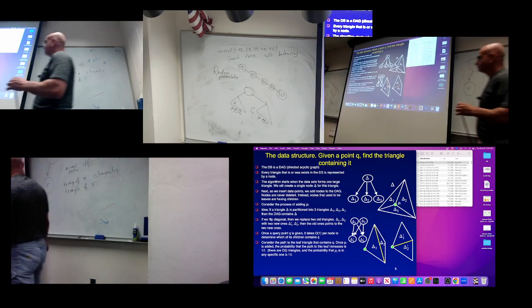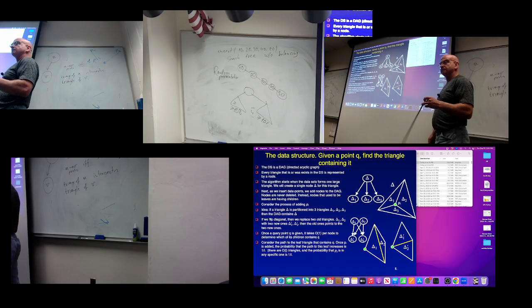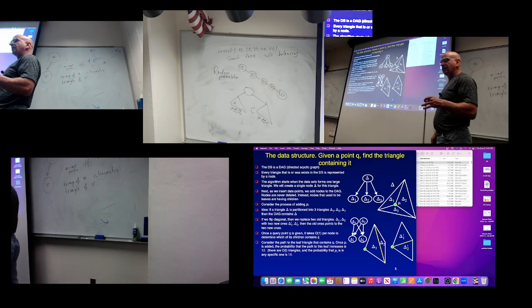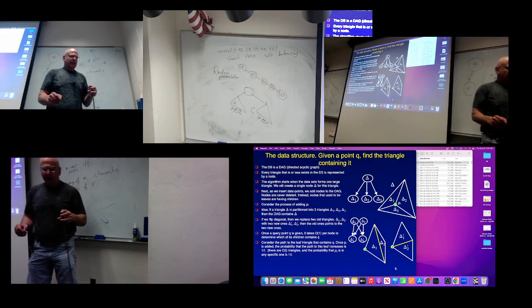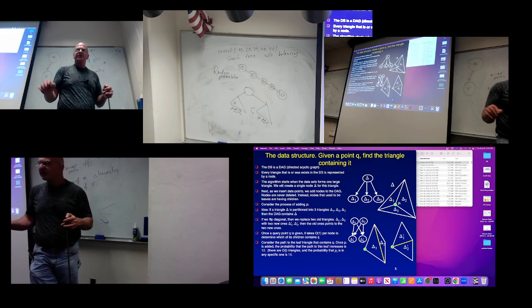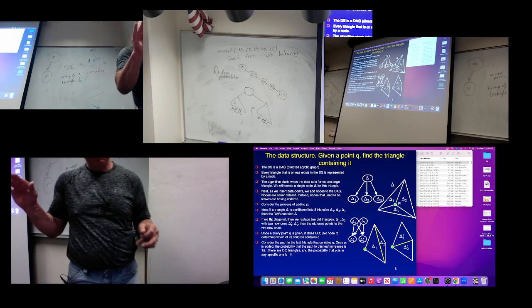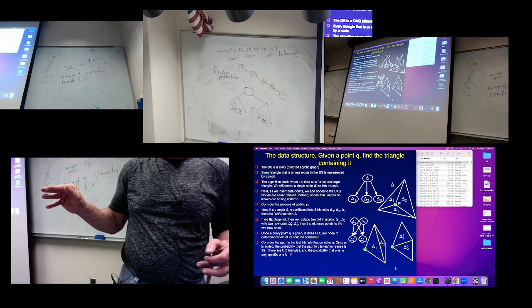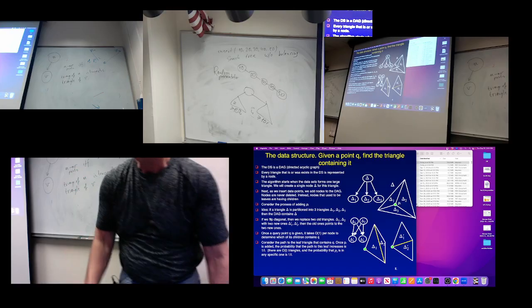When you're finished with creating this graph, can you convert it into a DCL easily, or is it going to be pretty costly? Depending on the application, I think that, well, I'll have to think about it.